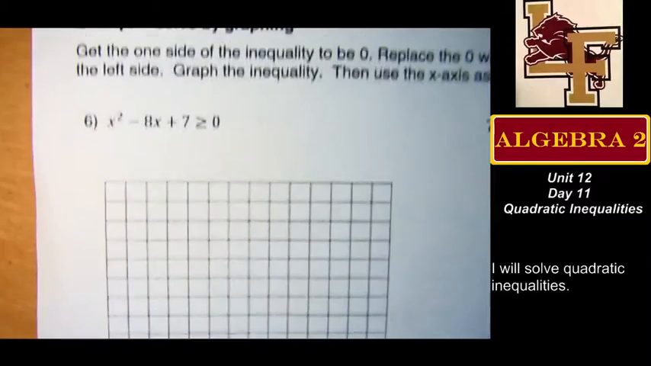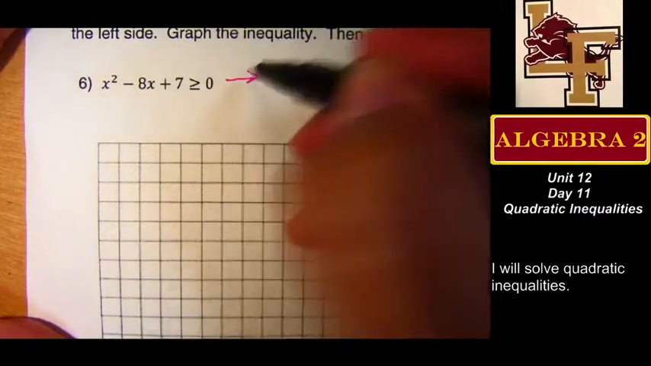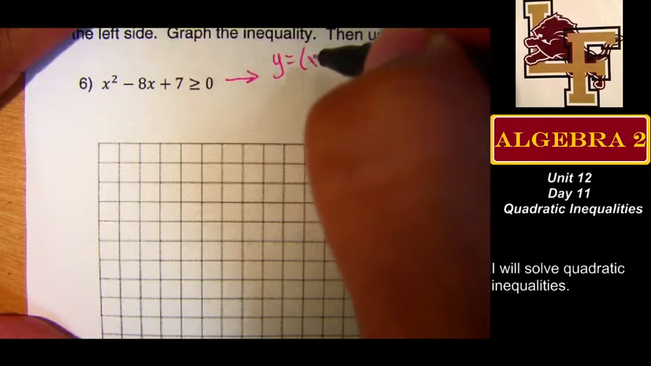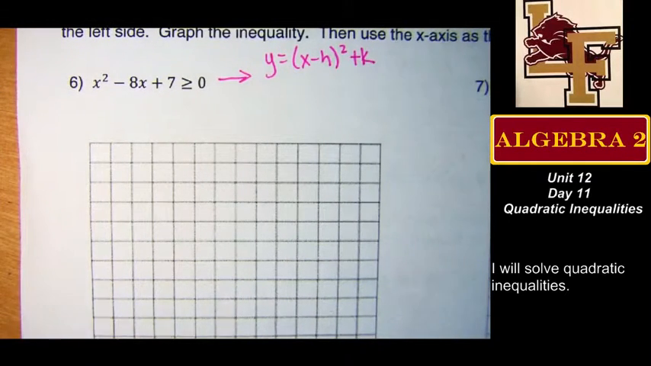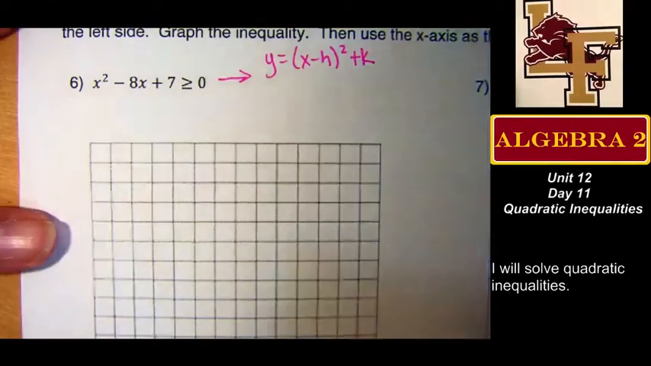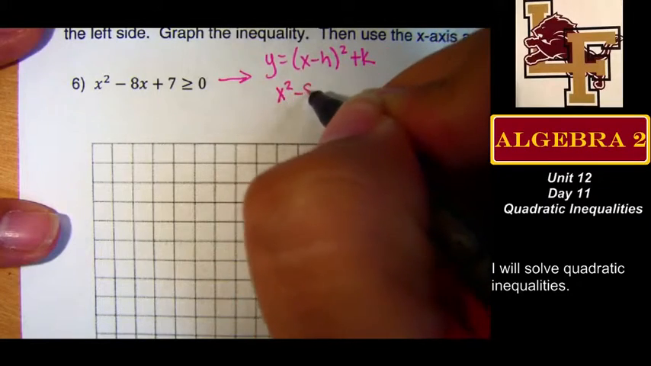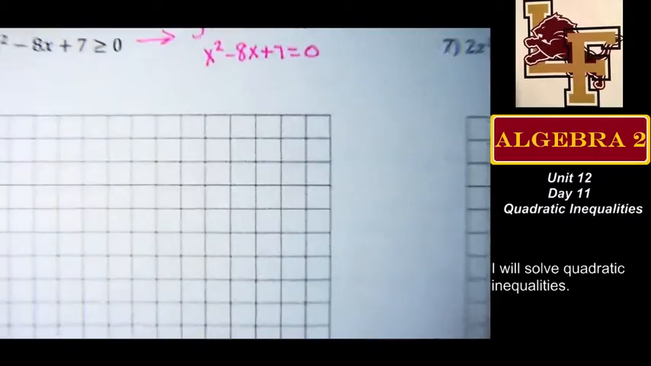Let's do this one. In order to graph this, I need it in vertex form. I want it to look like that, which means I have to complete the square. All right, I'm going to ignore the greater than or equal to for a moment, and I'm going to ignore the y for a moment. So I'm going to look at just this, and I'm going to complete the square on that equation.